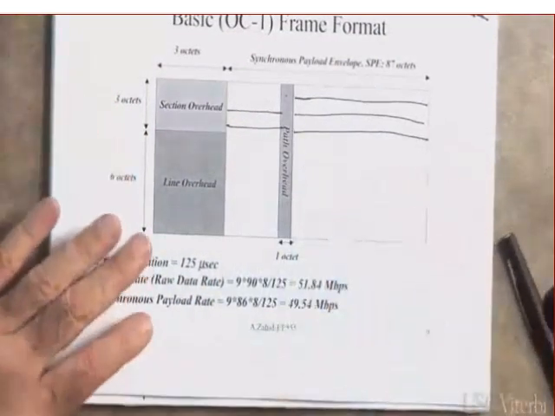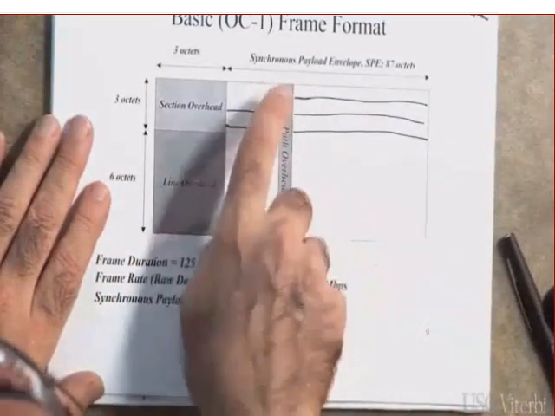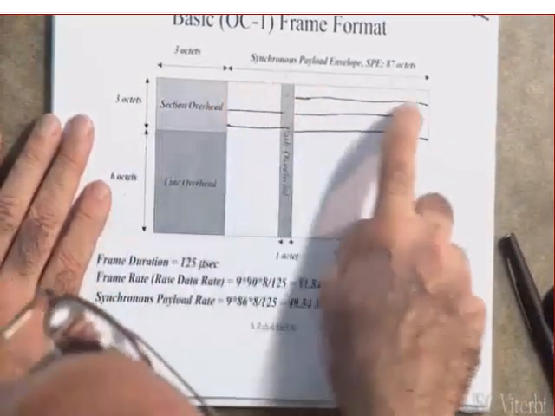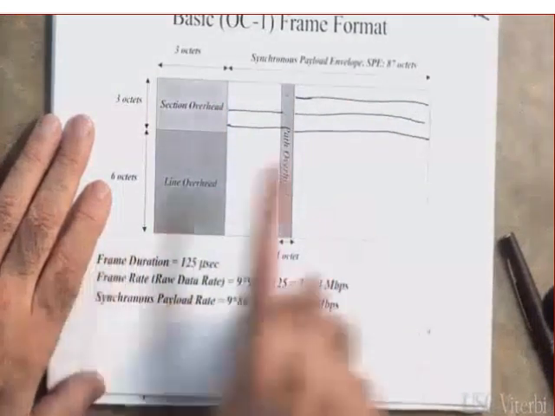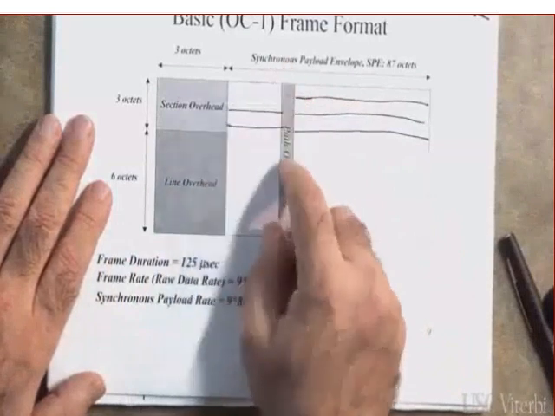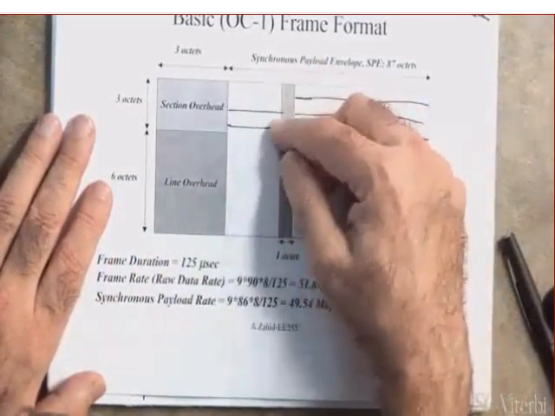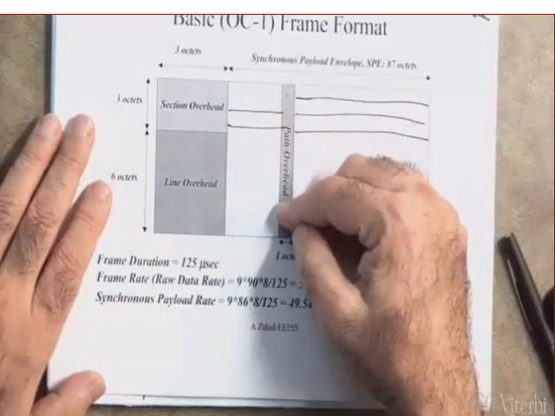Are you following me or not? Okay, and if this one was here, the data will go this way, this way, this way. This one is movable. And the payload starts after the what? After the path overhead. The payload starts after the first byte of the path overhead.